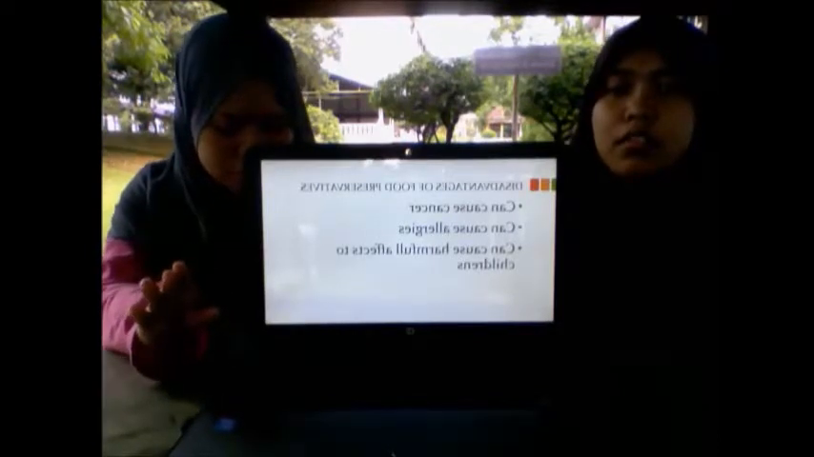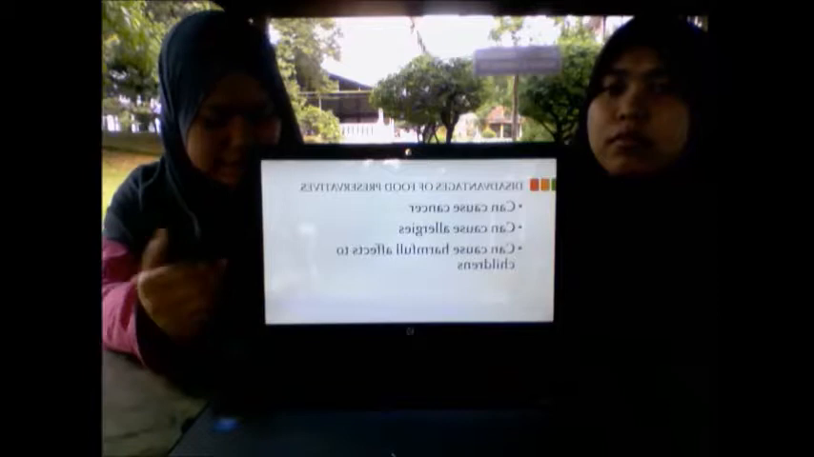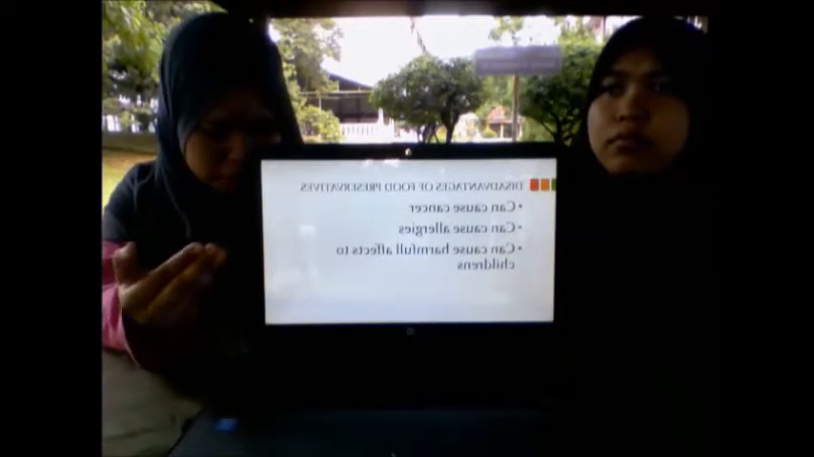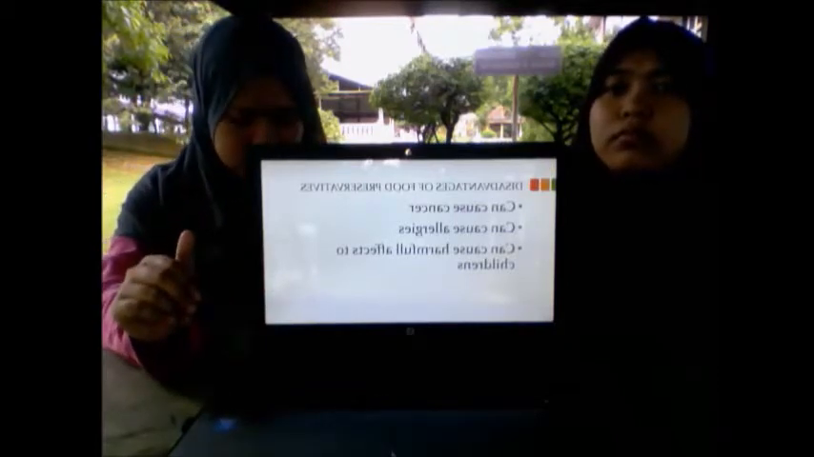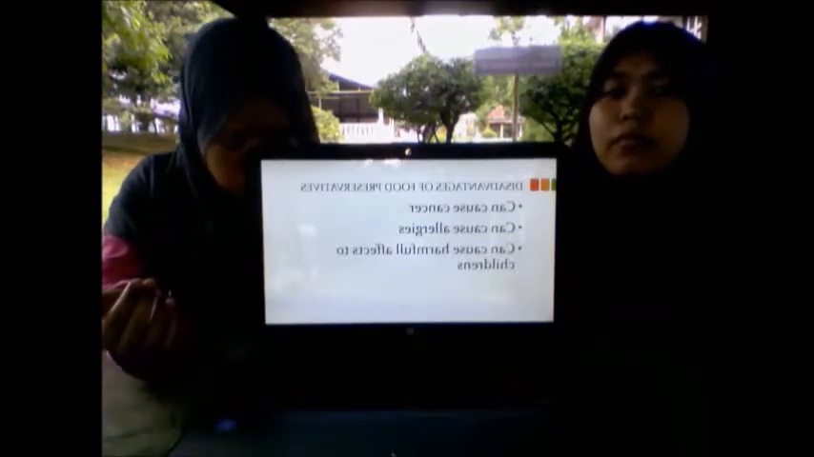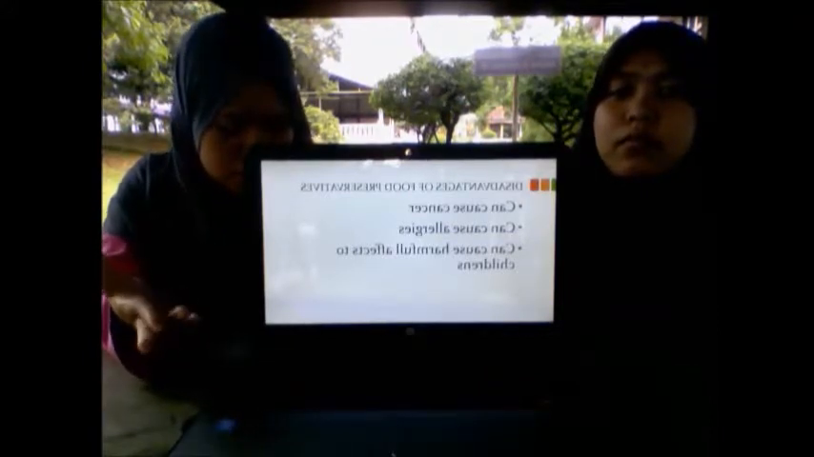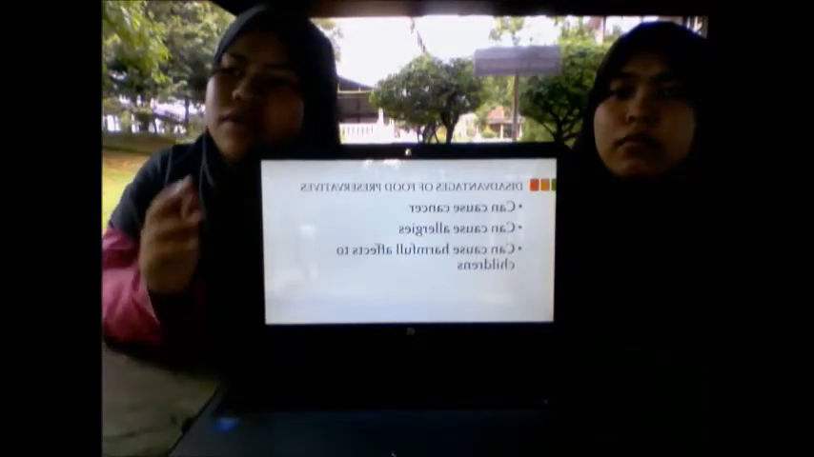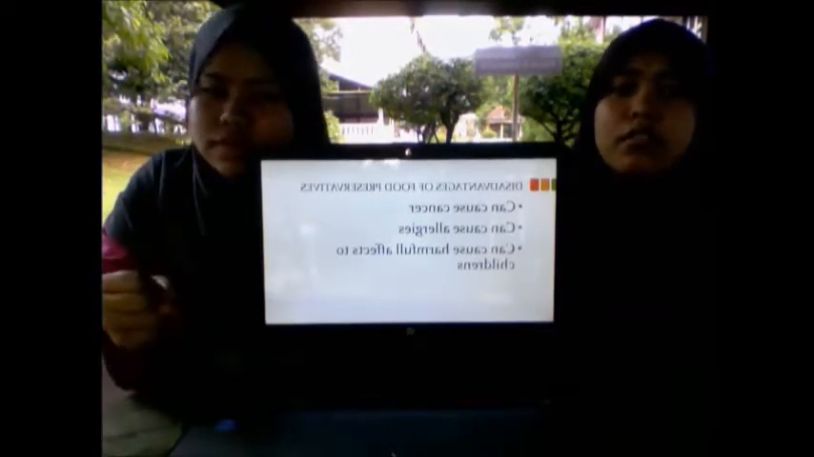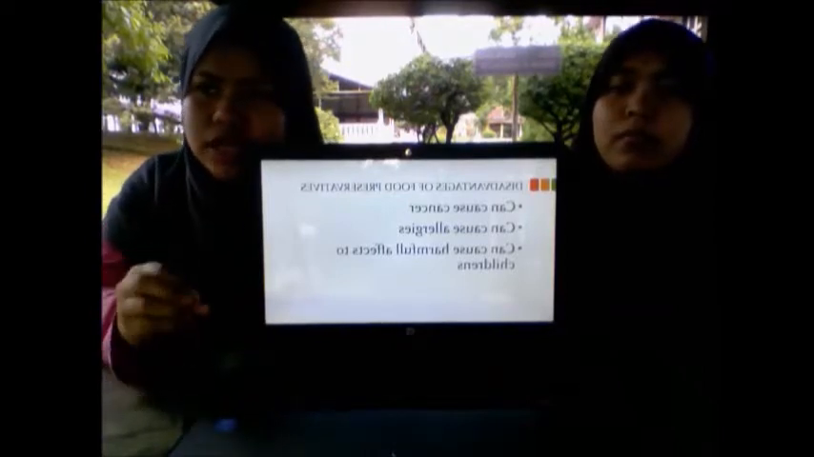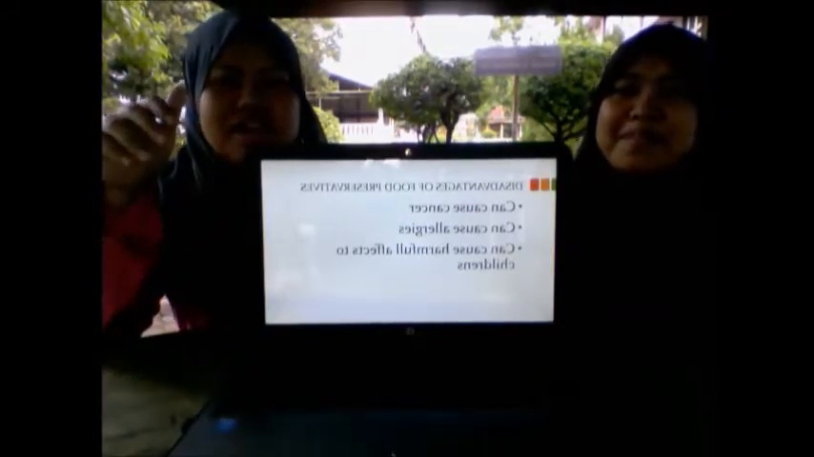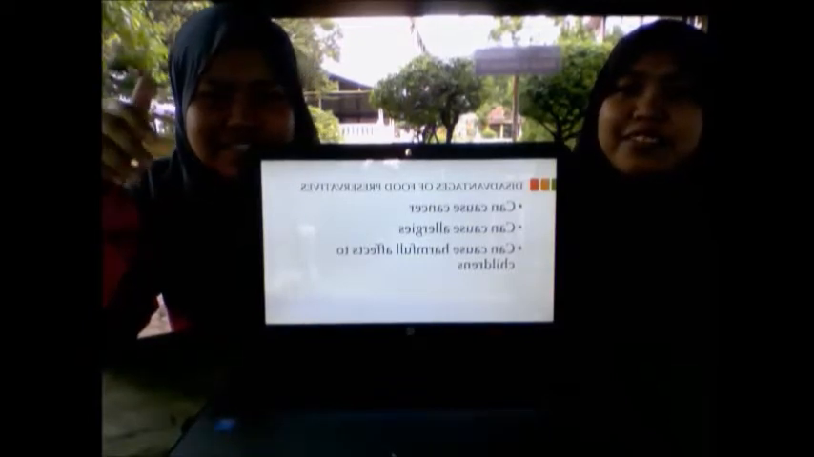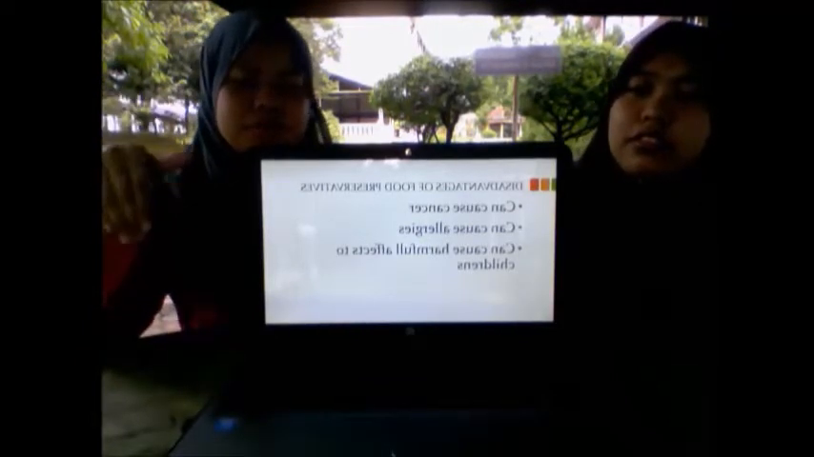Sodium benzoate is added to beverages and acidic food as it can help prevent the growth of microbes. However, when used together with ascorbic acid or vitamin C, it can cause leukemia or other kinds of cancer. So if we combine one food preservative with another, it can cause bad effects like leukemia, because as we know, chemicals can give a bad reaction to our body.